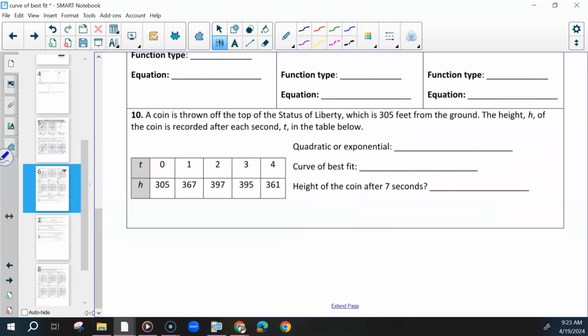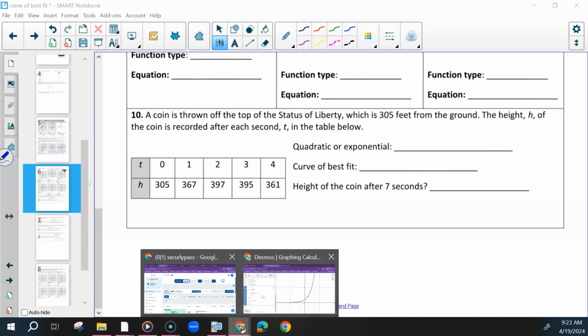Okay, so in this example, a coin is thrown off the top of the Statue of Liberty, is what that's supposed to say, which is 305 feet from the ground. The height h of the coin is recorded after each second t in the table below. Go ahead and put that into either Desmos or your calculator. The t is the x.